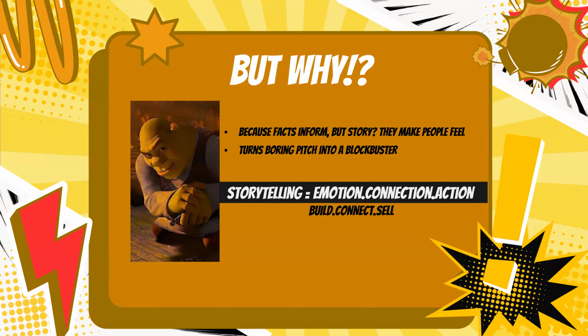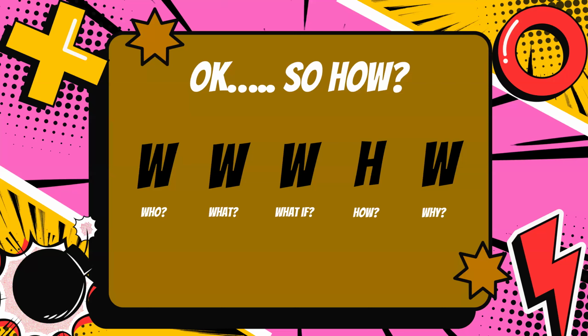So now you might be thinking of the next question: okay, now we understood what storytelling is, and we also understood why storytelling is important, but how would I create a story for my product? Well, there is a formula for that. The formula is the five W's: Who, What, What if, How, Why. So let's break it down.